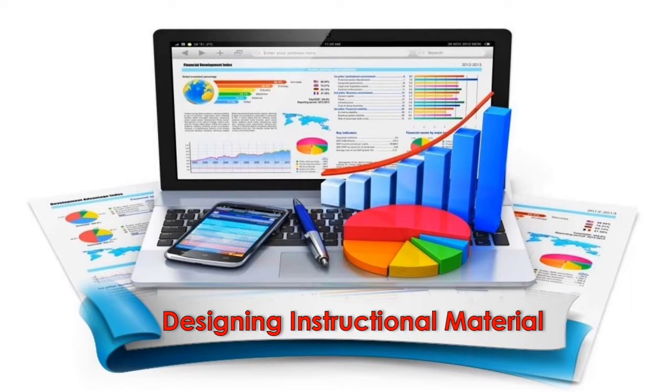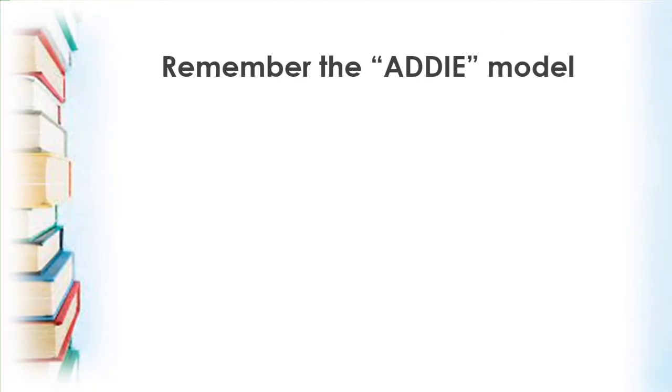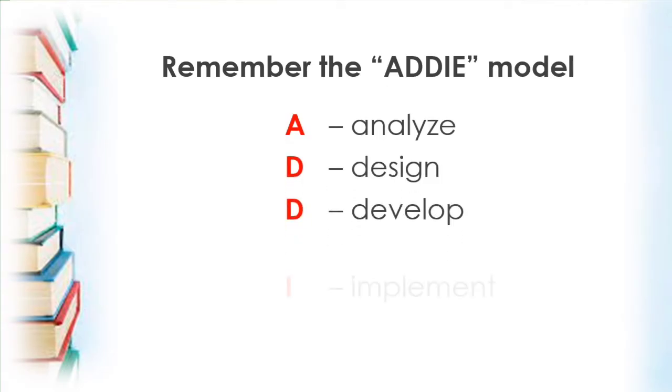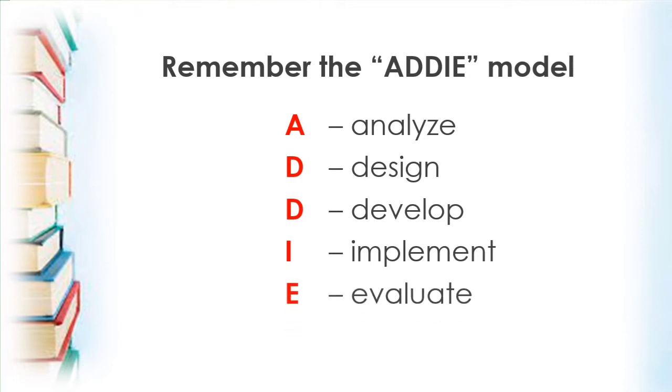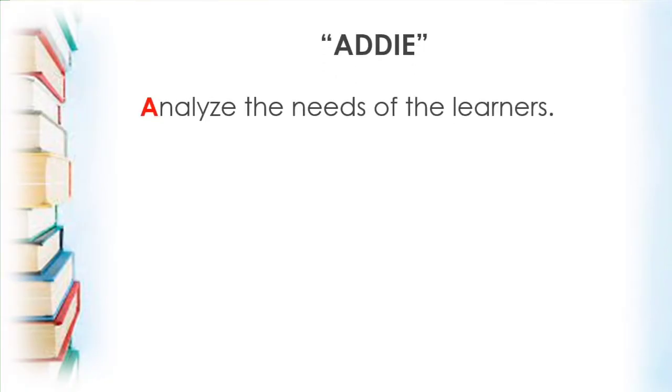Now, how do we design instructional materials? In designing instructional materials, we have to remember the ADDIE model. A stands for analyze, D for design, D for develop, I for implement, and E for evaluate. First and foremost, we need to take a look into the needs of the learners. If, for example, you want a remediation tool for your failing students, create an instructional material that you think is necessary for the remediation of the students.